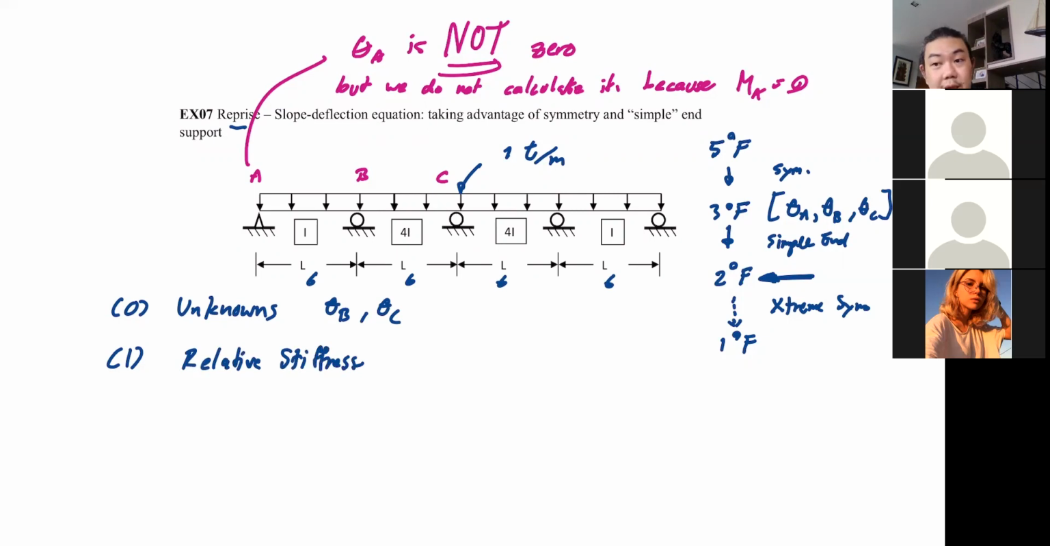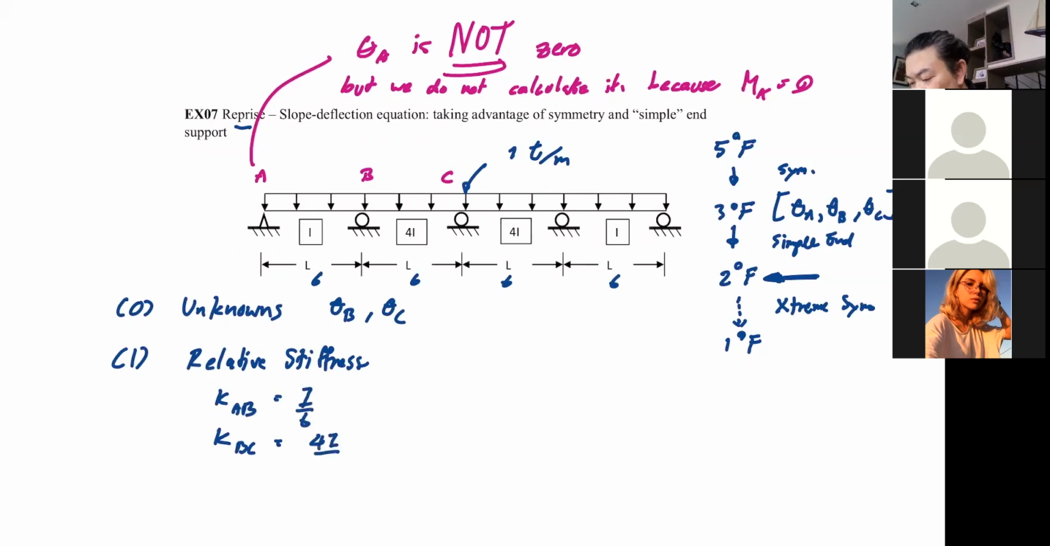Okay, now we have different relative stiffness. So you see that KAB is I over 6, but KBC is now 4I over 6. So it's pretty simple. Let's say k is equal to I over 6. So this becomes 1k, right? And this becomes 4k. Simple as that.